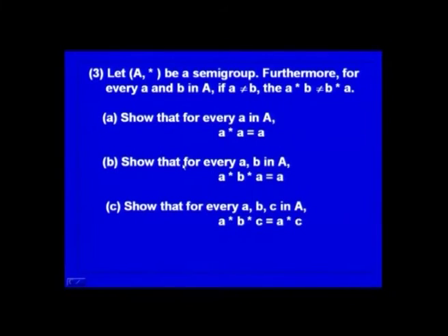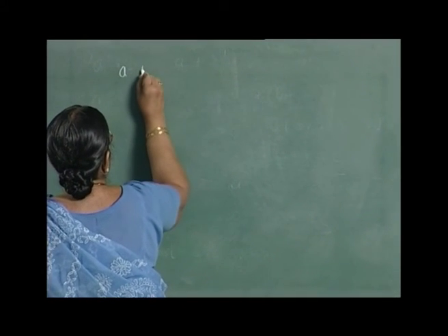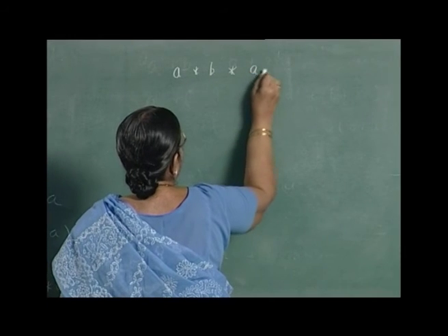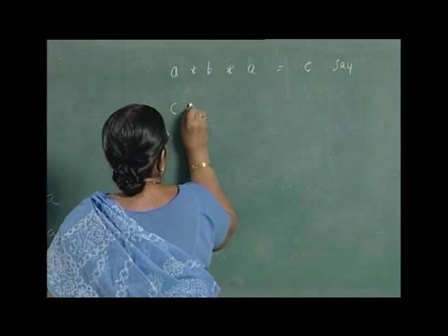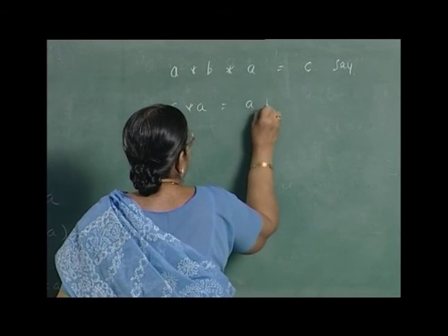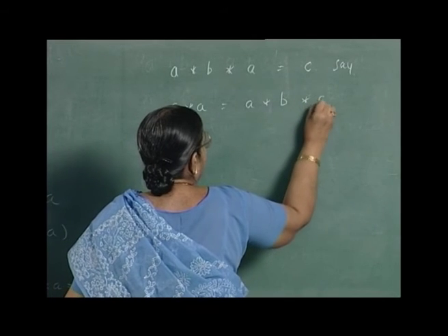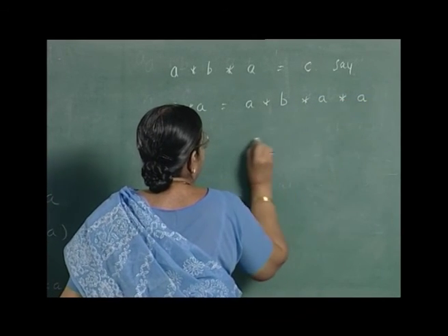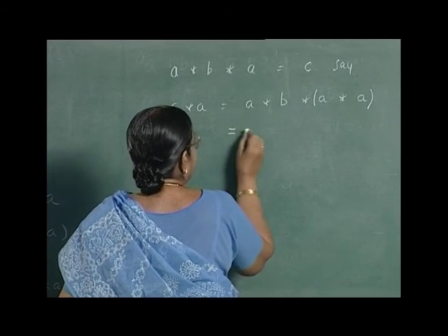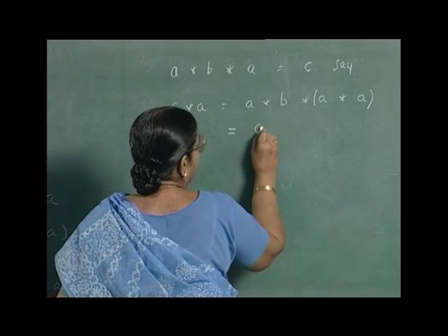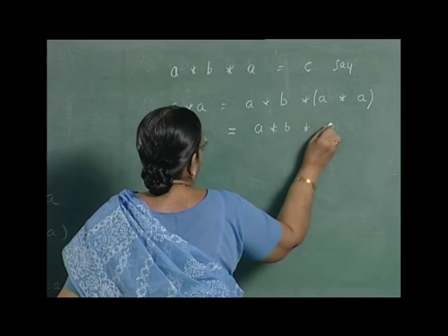What is the second part? Show that for every A, B in A, A star B star A is equal to A. Look at A star B star A, suppose this is C, say. Then C star A is A star B star A star A, but because of associativity you can write it like this, A star A is A by the first part. So, this will be A star B star A.